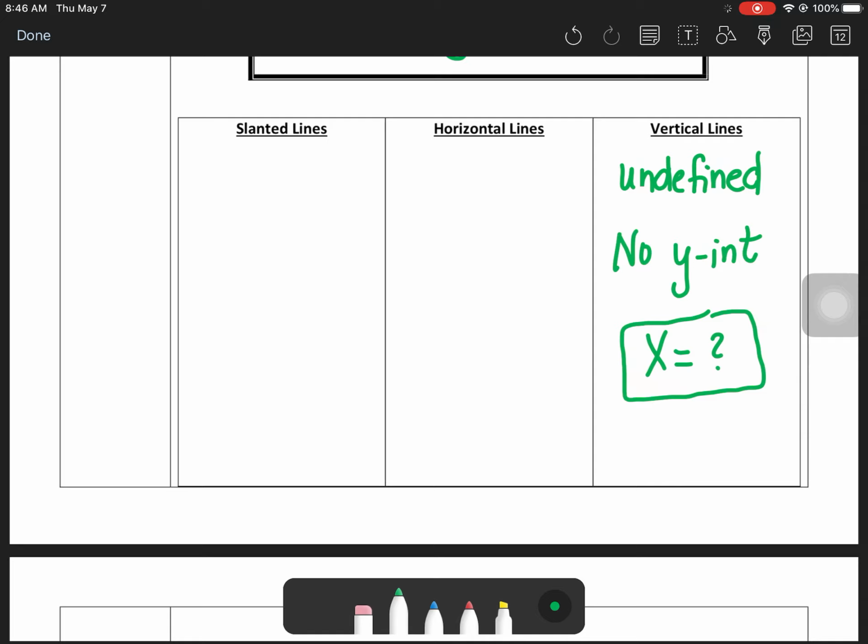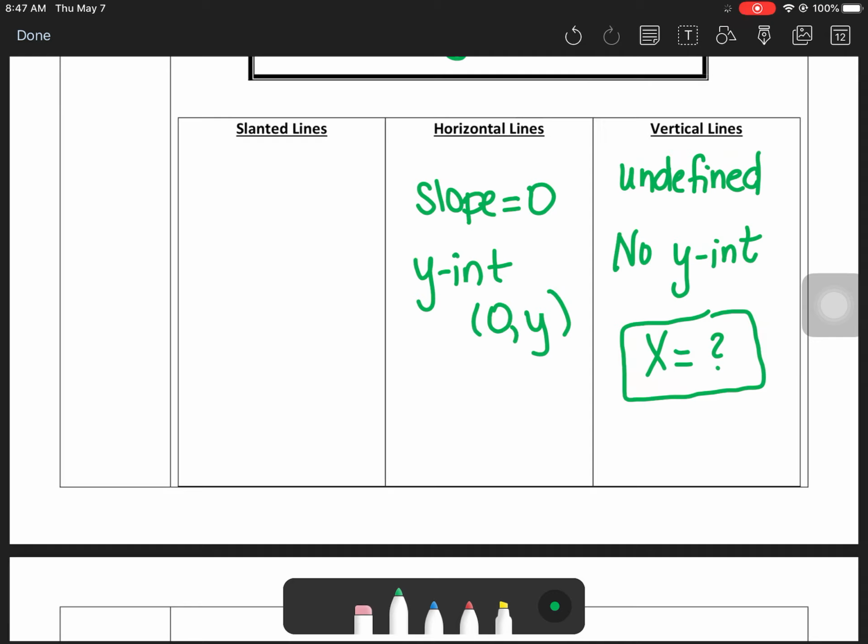A horizontal line has a slope of 0. So that means there will not be any x value at all because 0 times x will be 0. And our y-intercept is going to be right in the equation. Remember, our y-intercept will be 0, y. So it's where it crosses the y-axis.